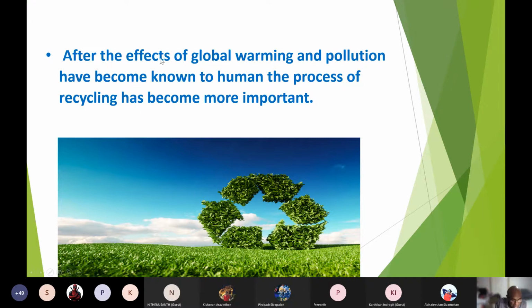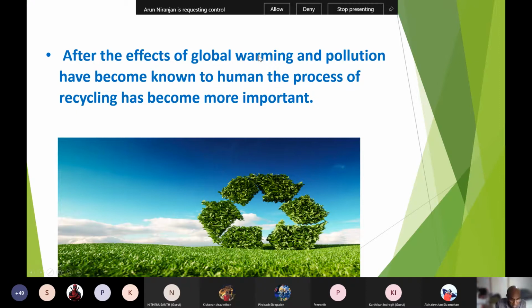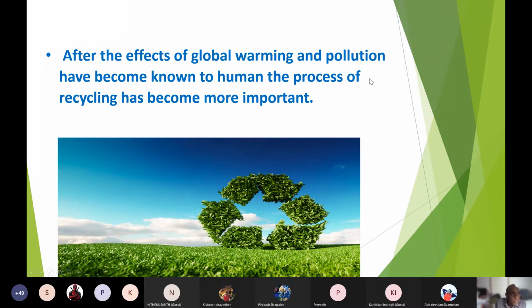You can change the sentence: after the effects of global warming have become known to humans, the process of recycling has become more important. These sentences need to be broken up. It is a good sentence. What you're trying to say is there: global warming, pollution, the human process, recycling has become more important because of global warming. The information is good, but you need to break this sentence into two sentences. You try that for next time. Otherwise, I'll do it for you. Okay?